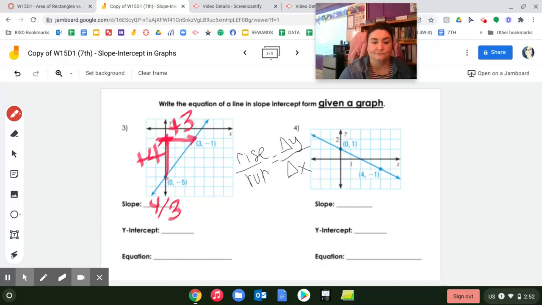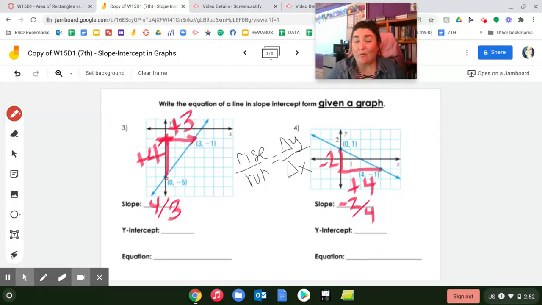Let's look at this slope. Usually when you hear the word rise, you think of going up, but rise can also be negative in these problems. My rise here is -2, and my run is +4. So my slope is -2/4. I could change those to decimals if I want to, but today I'm not that worried about it. I'm more worried about you understanding how to calculate that slope.